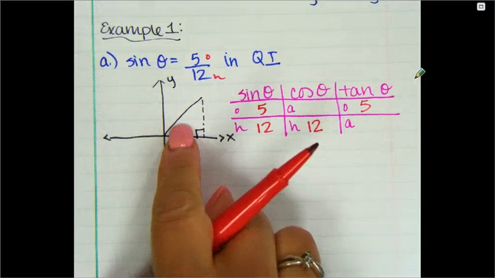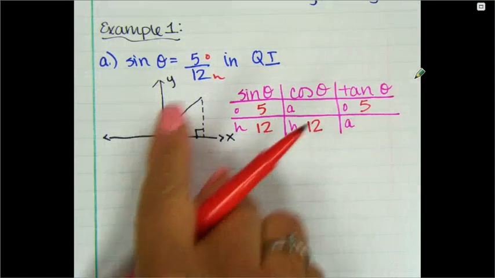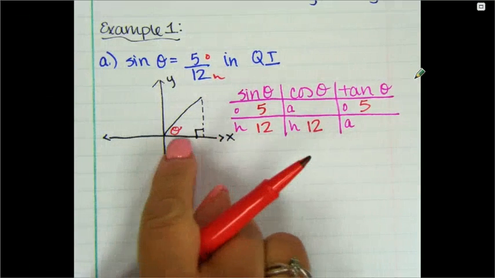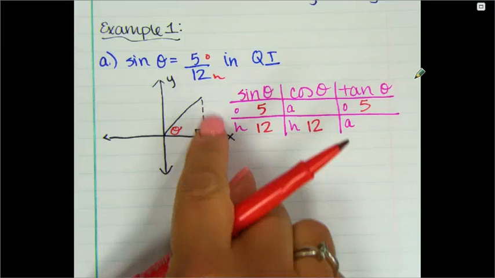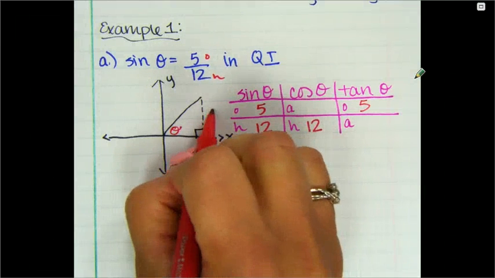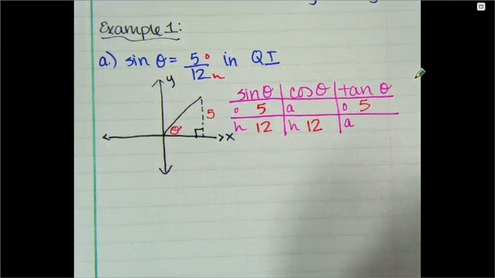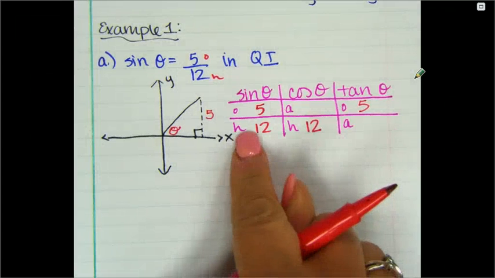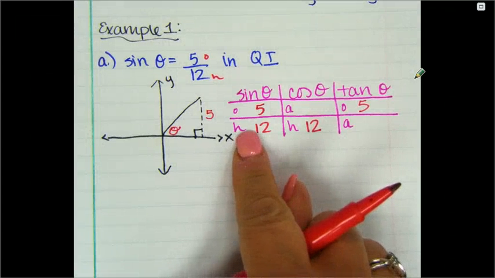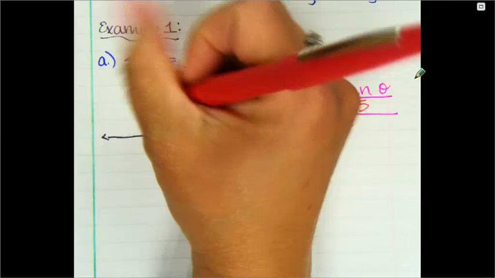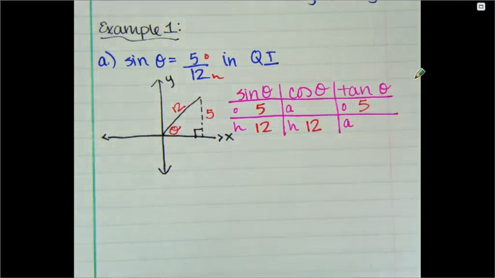Where's opposite of theta on the triangle? The x-axis? It's right here. So that's how much? 5. And it told me my hypotenuse, which is located across from the 90-degree angle, is how much? 12. So what am I finding? The adjacent. Does that make sense? Okay. So let's find adjacent.